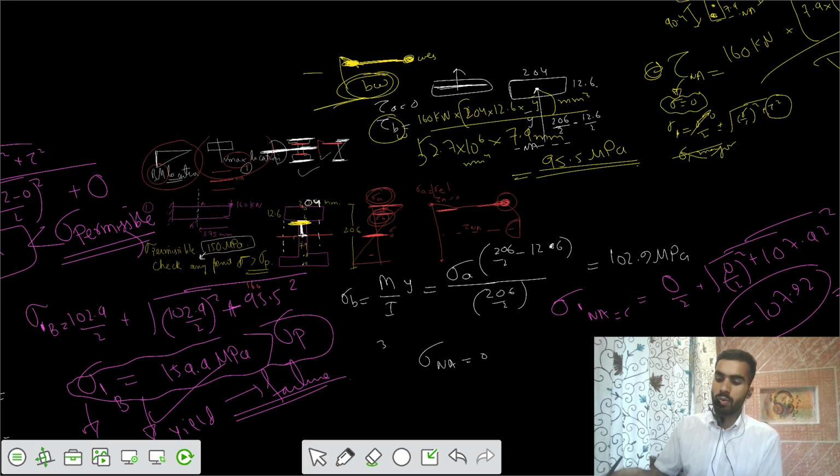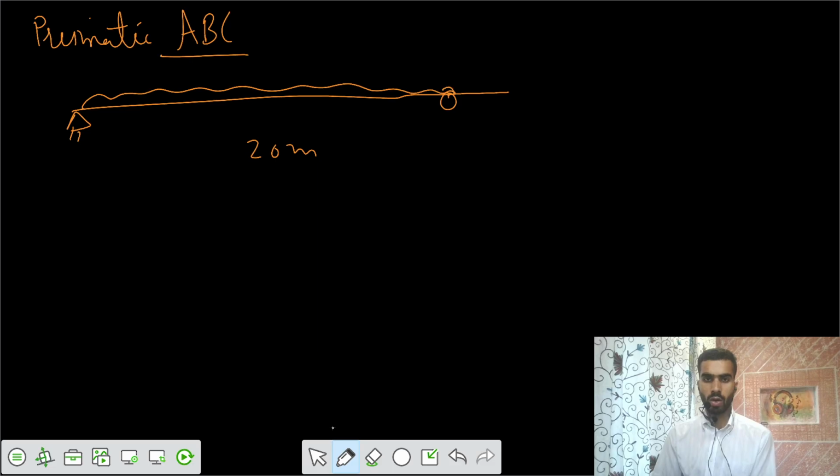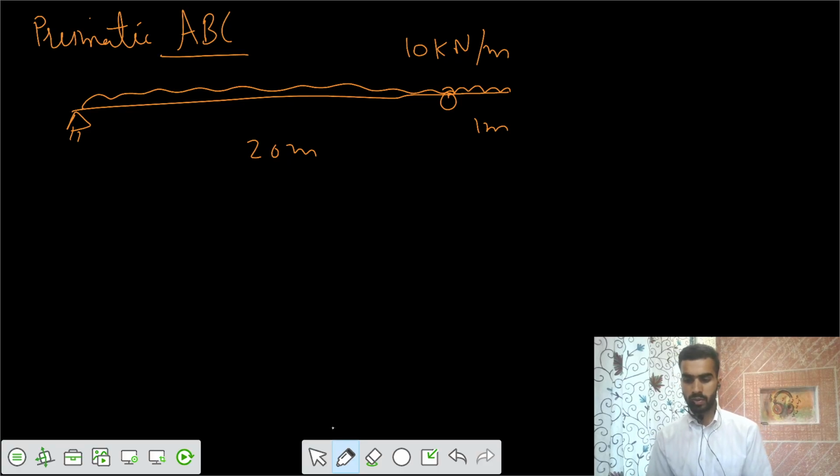Now let's take one more problem. You have a prismatic bar ABC. That means the cross section remains the same throughout the length. You have a simply supported beam of length 20 meter subjected to UDL, and there is one more 1 meter here, which is an overhang. The entire length is subjected to UDL of 10 kilonewton per meter.